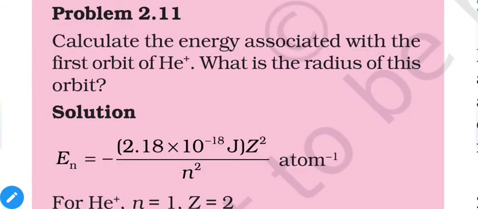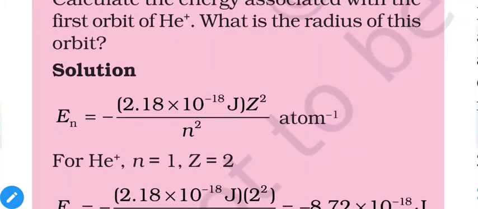Next is to calculate the energy associated with the first orbit of He plus, helium plus. As mentioned earlier, He plus contains only one electron, so we can use the same equation here as we used in hydrogen, but instead of 1 we will use the atomic number of helium, which is 2. So instead of writing 1, we will write 2, or Z is equal to 2 in this equation.